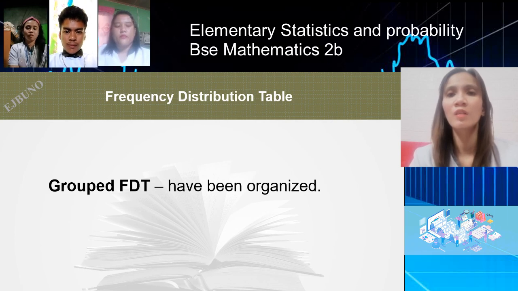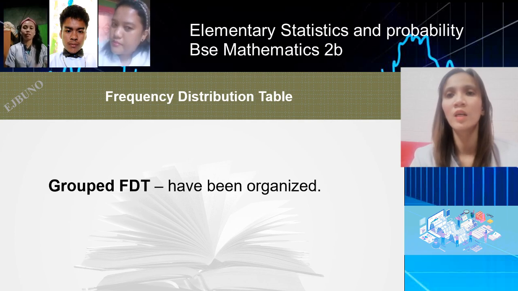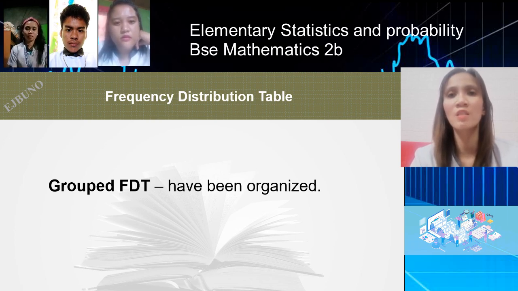And now we go on to the group frequency distribution table. It is constructed when there is a large number of observations and when the data set involves many possible values, wherein a class is one of the categories into which data can be classified.